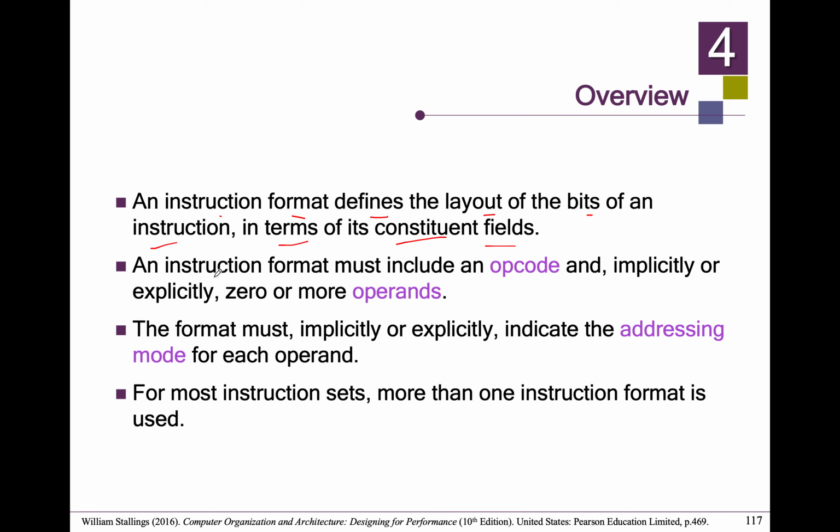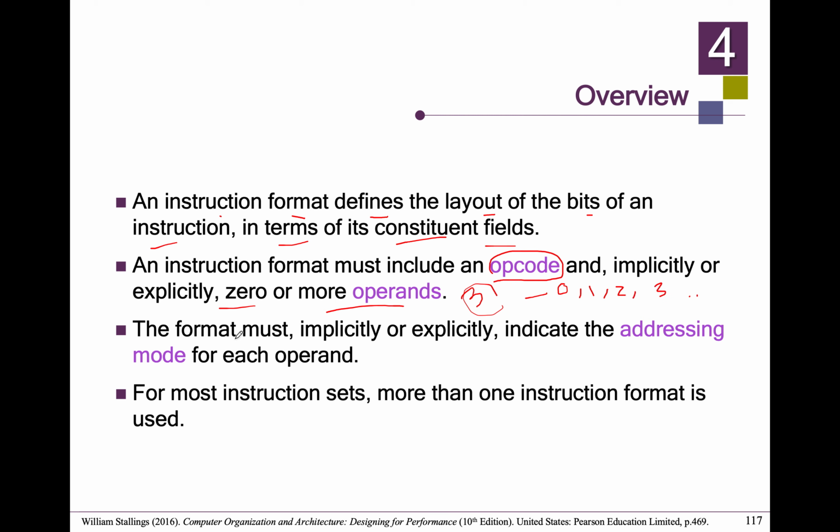An instruction format must include an opcode. This one we already looked into, about the format, and implicit or explicit, zero or more operands. We already looked at how many operands are available. Normally we can have 0, and the maximum we can have is 3, isn't it? So later on we're going to look into how the format looks if it is 0 operands, 1 operand, 2 and 3.